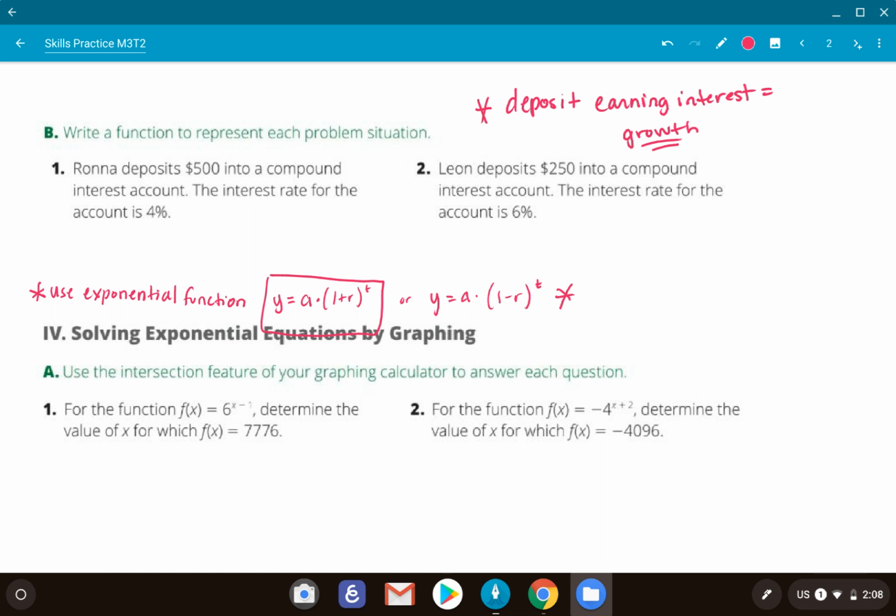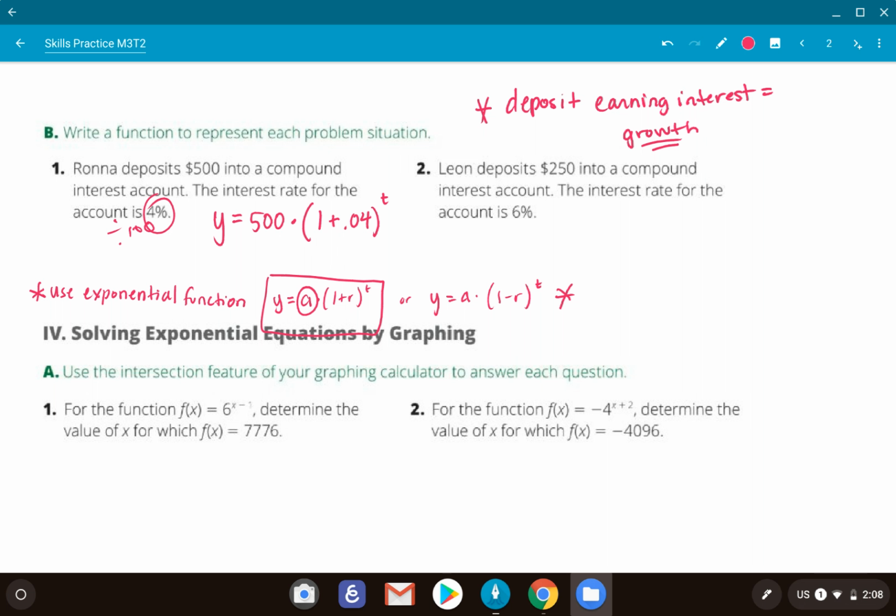So it says Rana deposits $500 into a compound interest account. The interest rate for the account is 4%. So we need our starting value is A, so 500. And then our rate, remember you have to divide by 100. So 0.04, and then to the t power. We don't know how much time. It doesn't say how much time, so you can just leave it as a t.